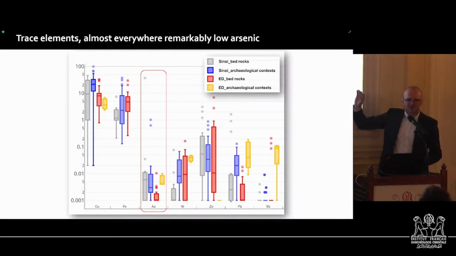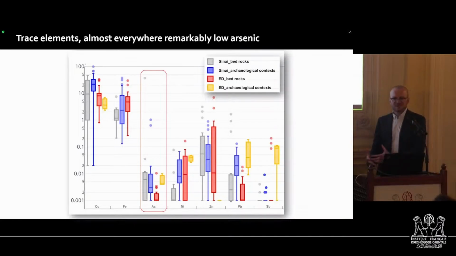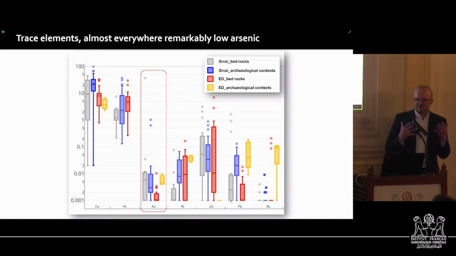There are some outliers which are coming from Sinai, especially from the specific site Wadi Tar, which is very, very far from the Egyptian reach or any Egyptian presence. It's in southeastern Sinai. And this small site is supposed to supply not only Egyptian arsenical copper, but also Levantine arsenical copper. It's too much for one small site. So there is a problem of where this arsenic is.